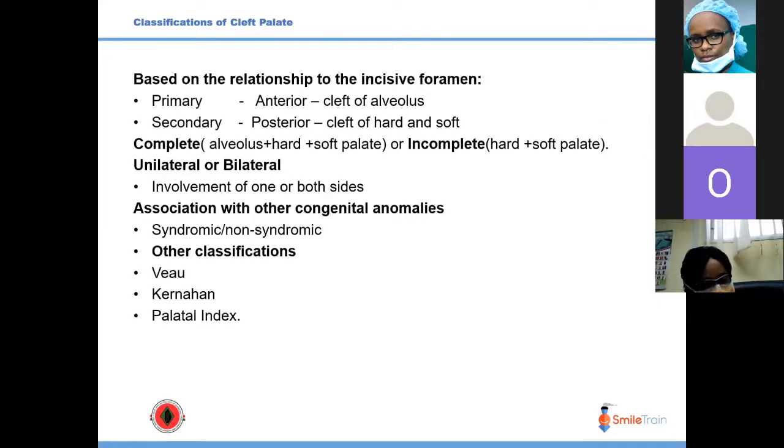Classification of cleft palate. There are very many classifications with modifications, and they can simply be classified as cleft of the primary or cleft of the secondary palate based on relationship to the incisive foramen. If the cleft occurs anterior to the incisive foramen, that is a primary cleft, and if it occurs posterior to it, that's the secondary. And then the cleft can be complete or incomplete.